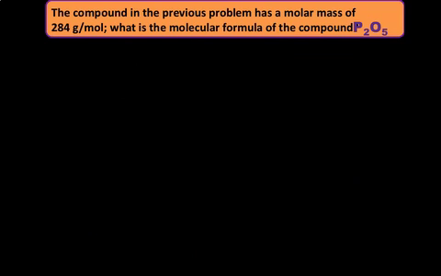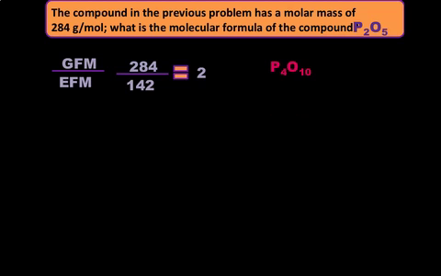The compound in the previous problem has a molar mass of 284 grams per mole. What is the molecular formula? We found that it was P2O5. All we have to do is take the gram formula mass and divide it by the empirical formula mass. The gram formula mass is 284. The empirical formula mass I can find by adding 2 phosphorus and 5 oxygen, and that's 142. When I divide that, I get 2, which means I need to multiply the subscripts by 2. So instead of P2O5, it's going to be P4O10.